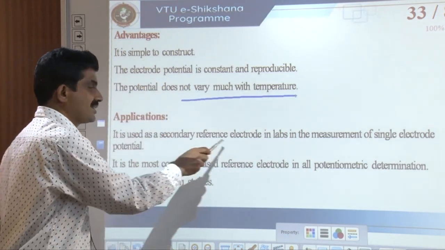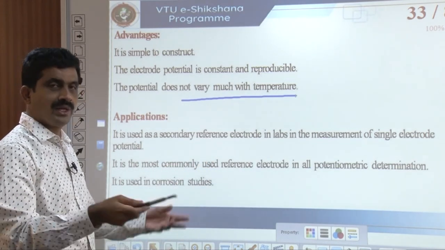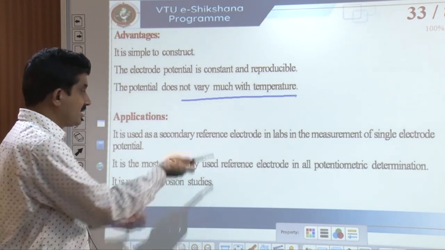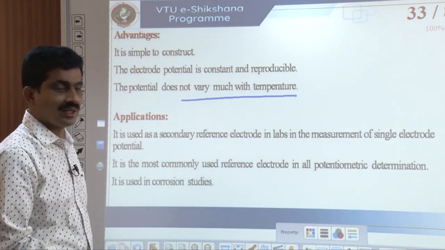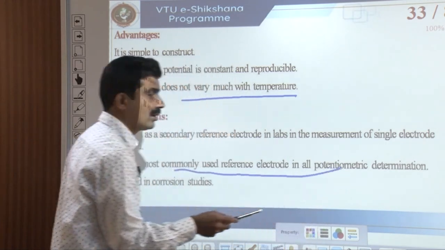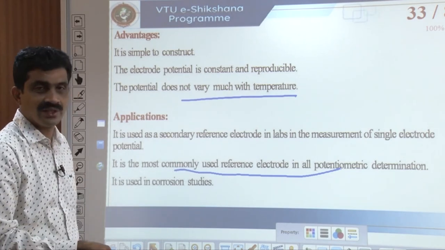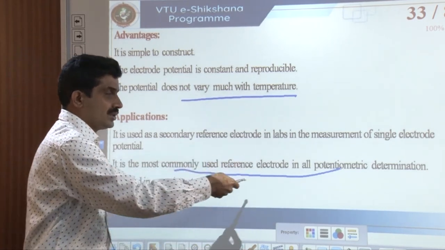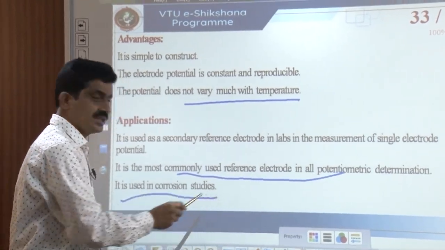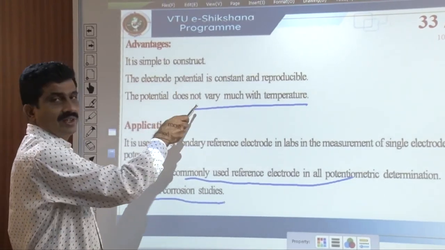And what are the applications? It is used as a secondary reference electrode in labs in the measurement of single electrode potential, to determine the single electrode potential of other electrodes. This is the most commonly used reference electrode in all potentiometric determinations, and it is used in corrosion studies. So, these are the applications, and these are the advantages.